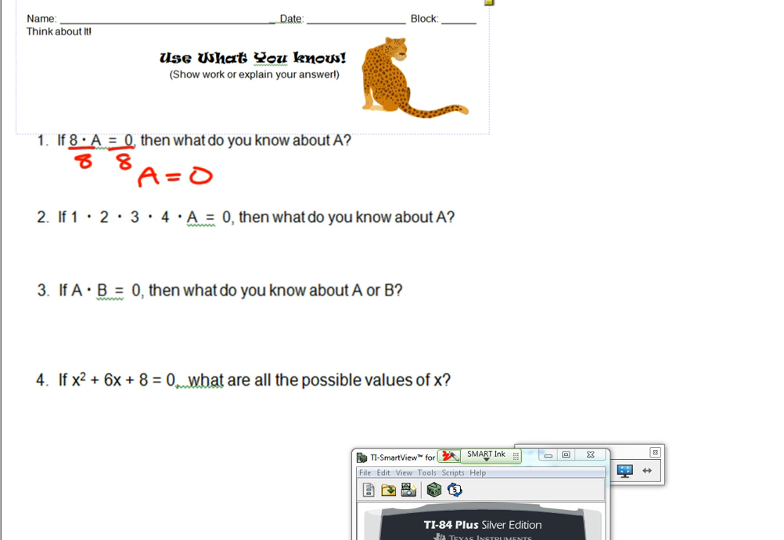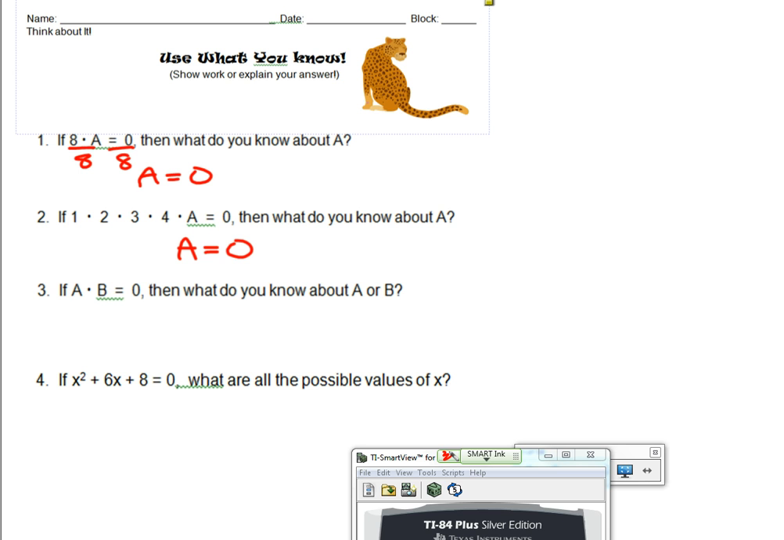Number two, if 1 times 2 times 3 times 4 times a is 0, then what do we know about a? Now I could simplify and multiply the numbers and divide it over, or you can recall some old fact. If you're multiplying a bunch of numbers together and the outcome is 0, it means that at least one number in the group has to be a 0, because the only way to multiply and get a 0 is that you have to have a 0 in the numbers that you're multiplying. So since 1, 2, 3, and 4 are not 0, it only makes sense that the a was the one that was a 0. Same thing with question 1. If 8 times a is 0, since 8 is not a 0, a had to be the 0.